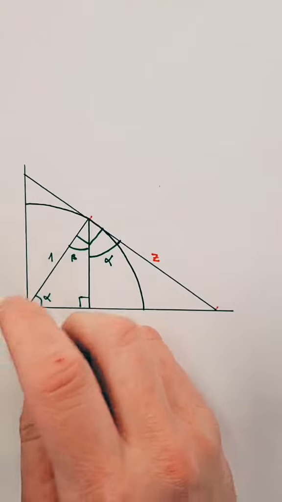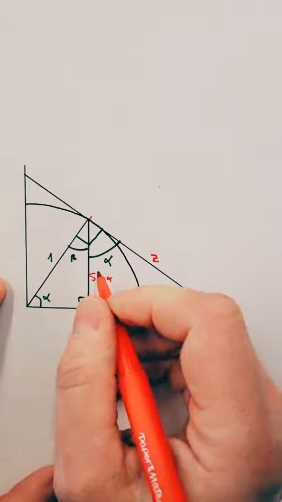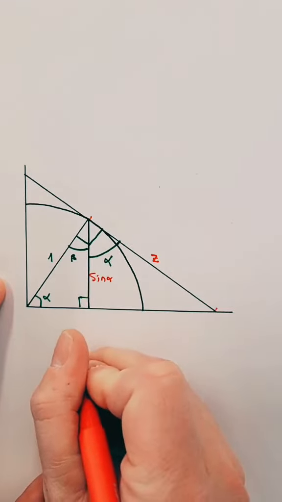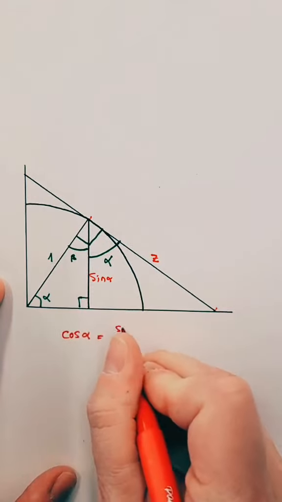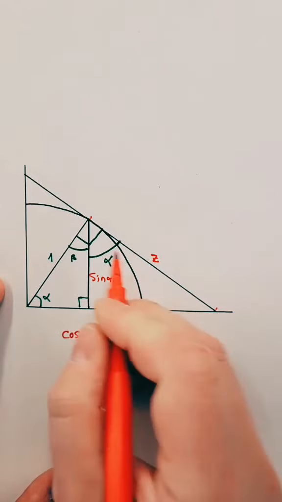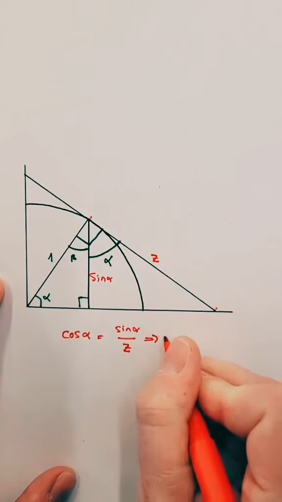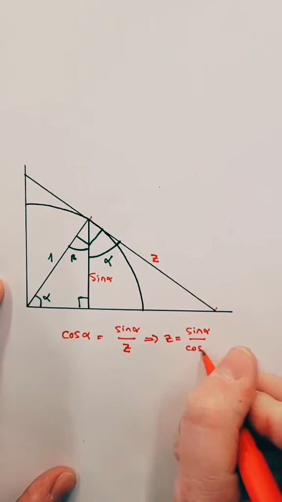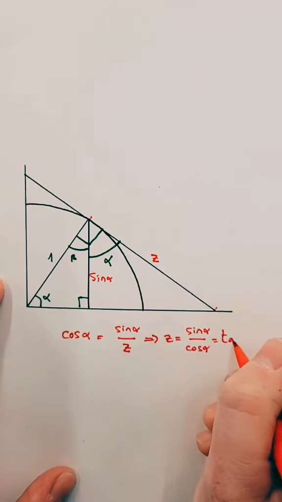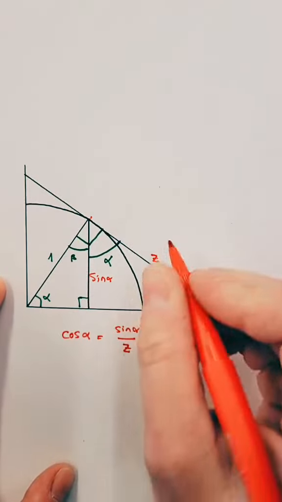I already know that this side here is length sine of alpha, so that tells me now that the cosine of alpha will be the length of this side, sine of alpha, divided by the length of this hypotenuse, which is z. And therefore, z is sine of alpha divided by cosine of alpha, which is tangent of alpha. So z is length tangent of alpha.